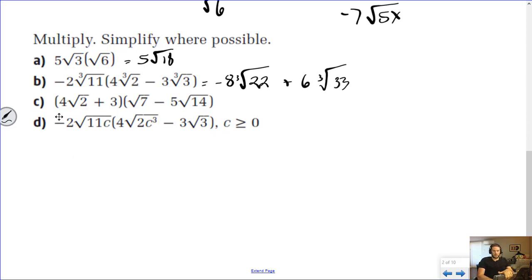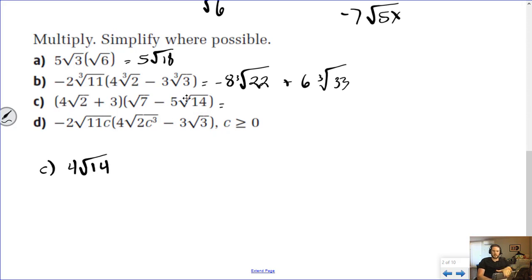Okay. Radicals will work exactly the same way as exponents or as variables and numbers. If we're multiplying something like this, we're going to have to FOIL, right? Because we have a binomial multiplied by a binomial, so we have to make sure we multiply everything. So we've got to take the 4 root 2 and multiply it by root 7. So 4 root 2 times root 7 is 4 root 14.